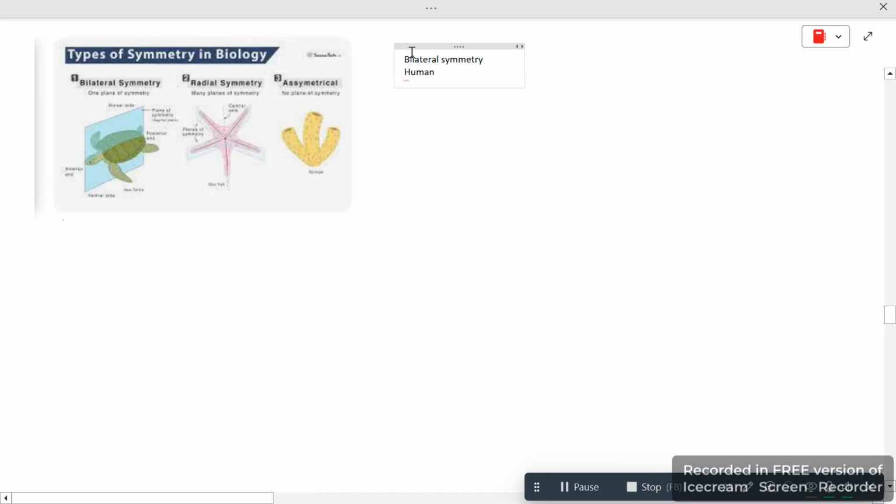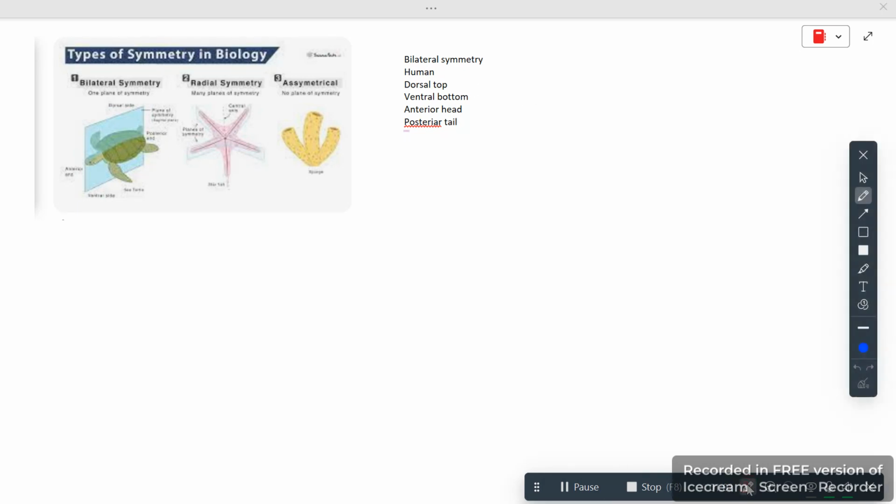How? Because we have the dorsal side, which is the top side, then we have the ventral, which is the bottom, and also the anterior, which is the head part, and the posterior, which is the tail part. Okay, so what exactly is this?